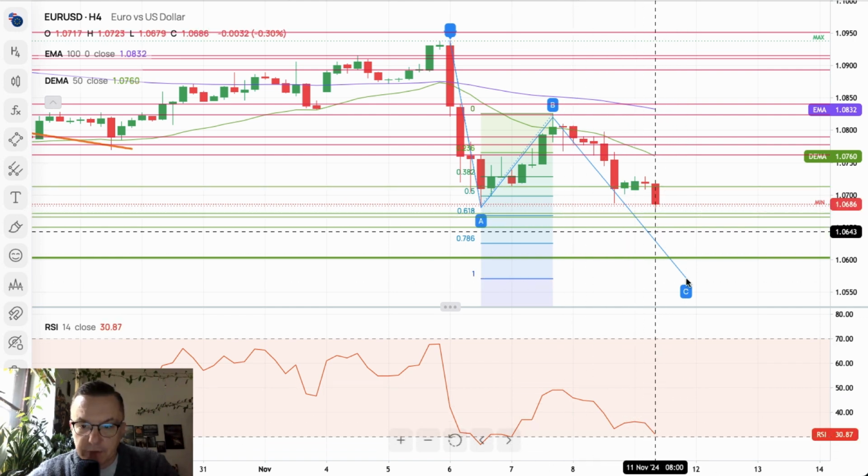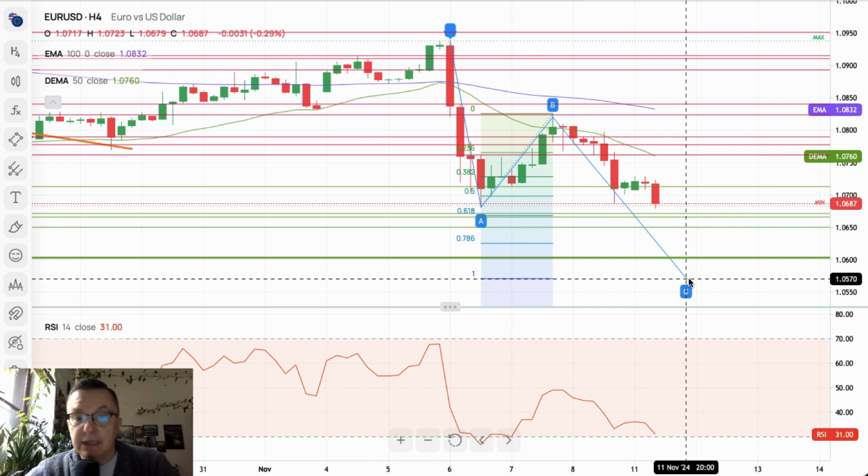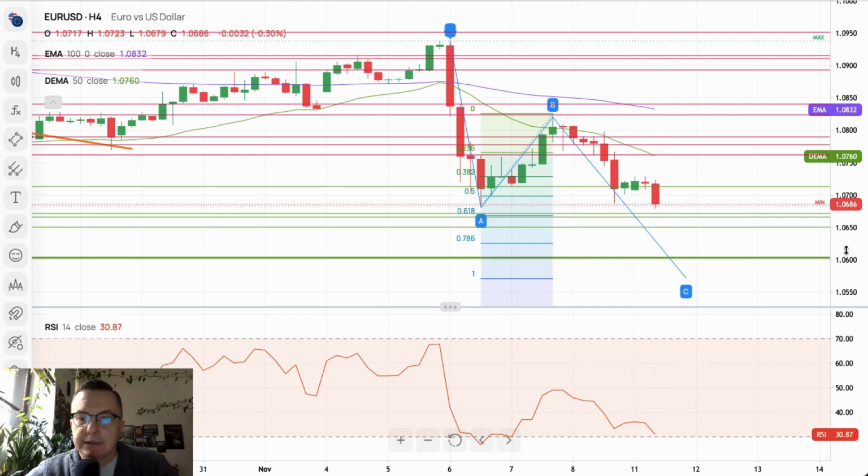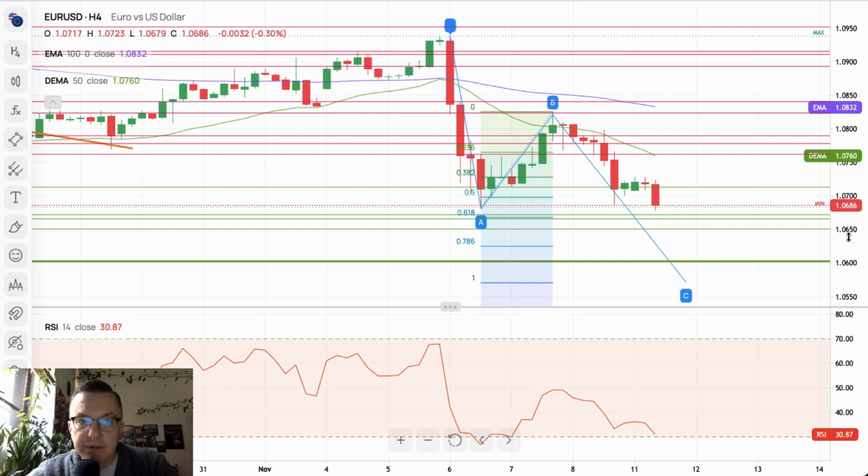Before we hit this level, if we ever do, we need to break below these technical supports. So maybe some local bounces will take place anyway. However, the outlook for the euro dollar remains bearish.